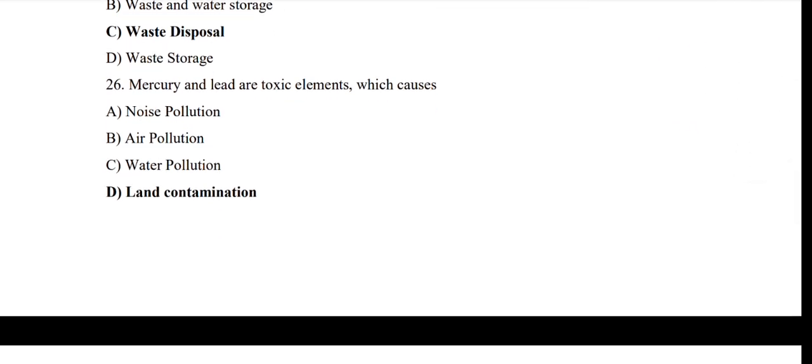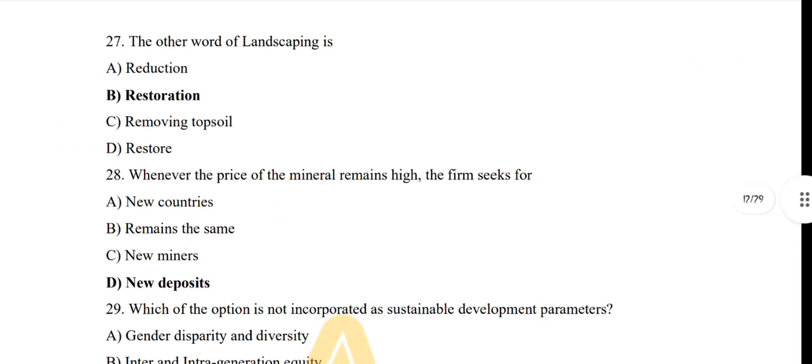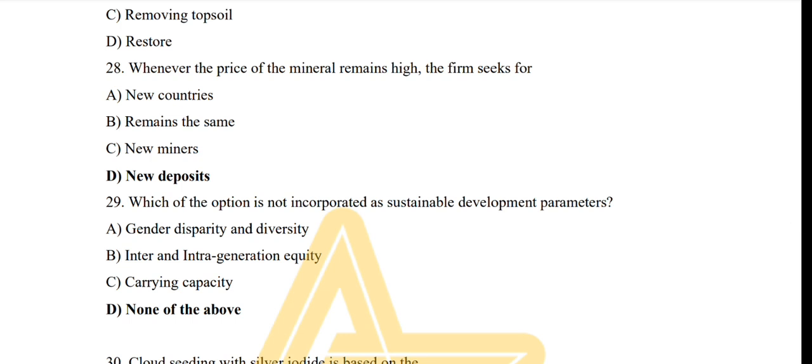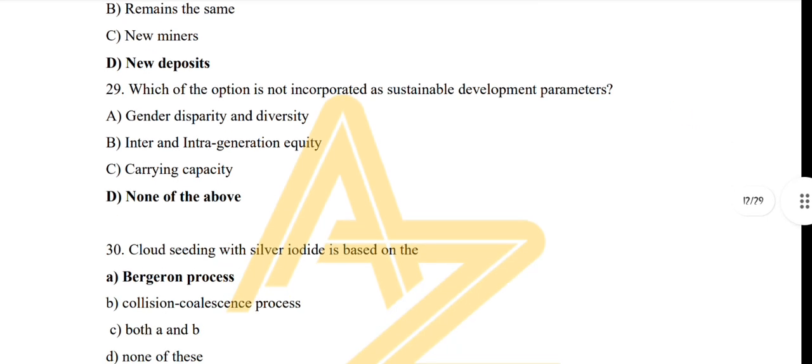26th question, mercury and lead are toxic elements which cause land contamination. 27th question, the other word for landscaping is restoration. 28th question, whenever the price of the minerals remains high, the firm seeks new deposits. Option D. 29th question, which of the options is not incorporated as a sustainable development parameter? Option D, none of the above.